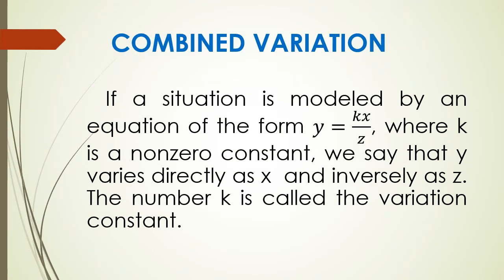Combined variation, if the situation is modeled by an equation form y is equals to kx over z, where k is non-zero constant, we say that y, so ayan na siya. Paano siya naging ganon? So since kailangan nating mastery nung tatlo, so kailangan marunong ka magsulat ng variation. So, depende dun sa binabanggit. So, we can say that y varies directly as x. And inversely as z. So, ganyan yung mangyayari sa combined variation. So, kaya siya y is equal to kx over z. Hindi pwede magkabaliktad yung nasa taas at nasa baba. Mamamali kayo dun.